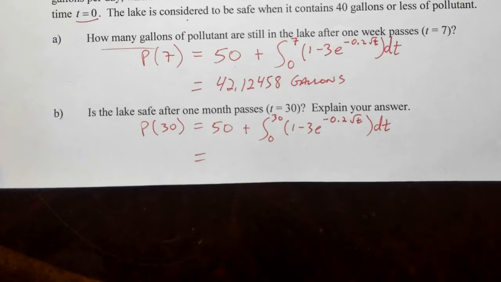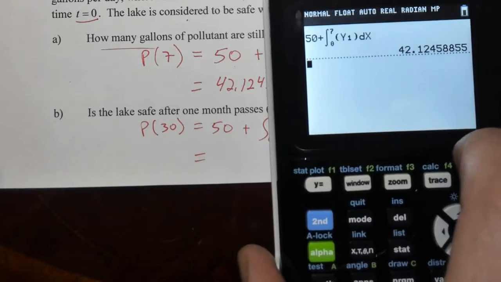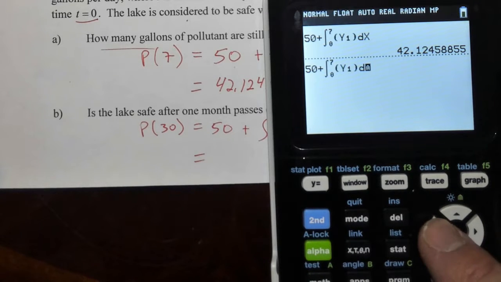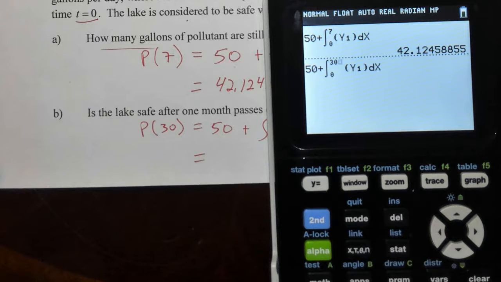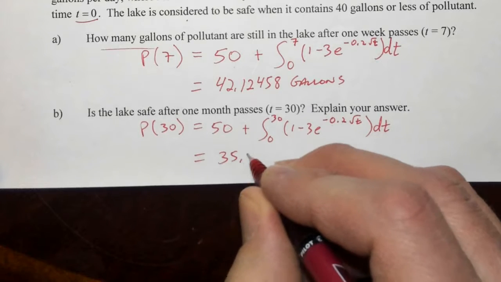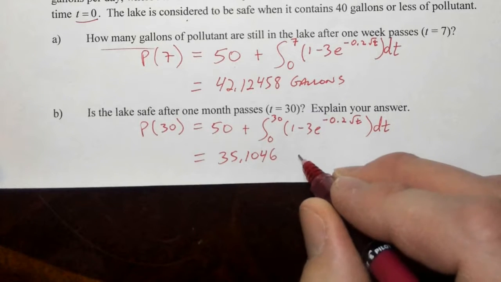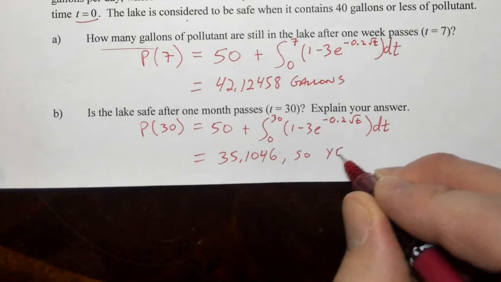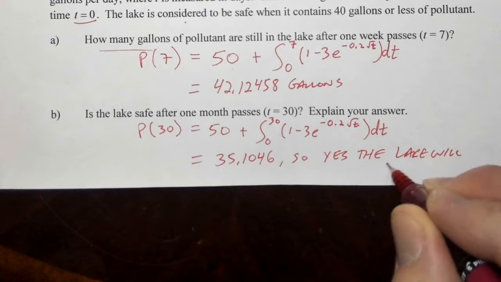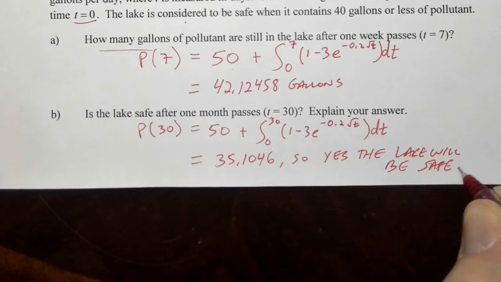All right, so again, we let our calculator do the work. The quick way to do that is actually just to go up, because the only thing that we're changing is the 7 to a 30. So we'll overwrite it with a 30 and hit enter. It's going to take a little bit longer to calculate this one. But we see 35.1046. So yes, the lake will be safe. And we have our solution.